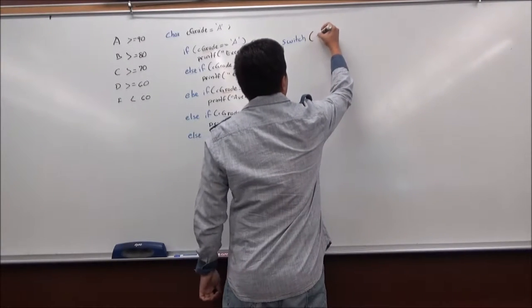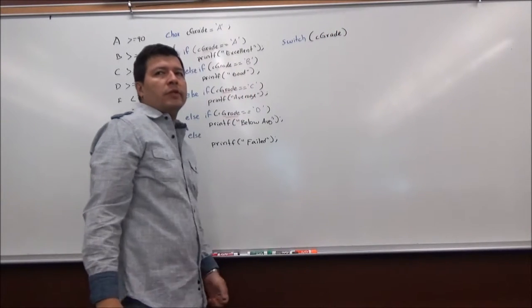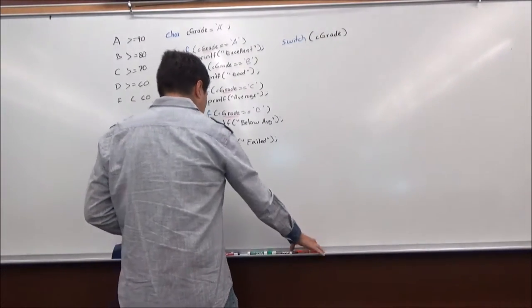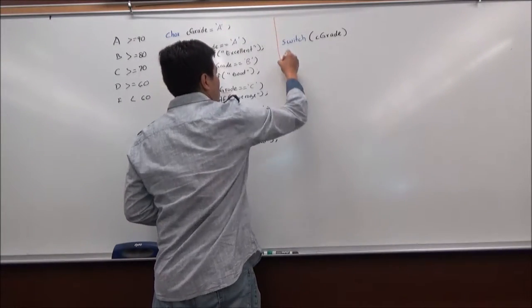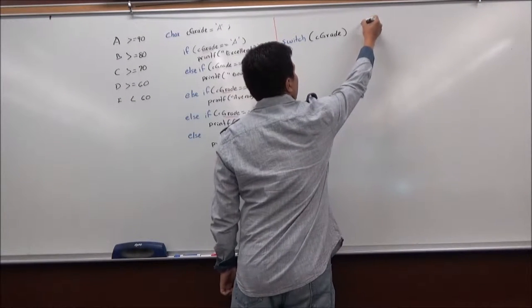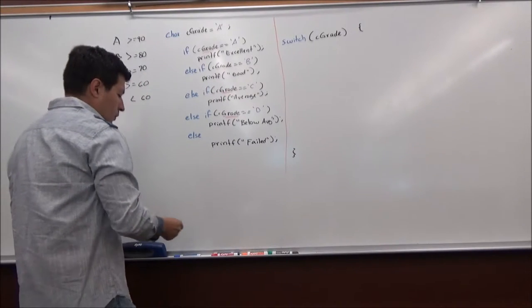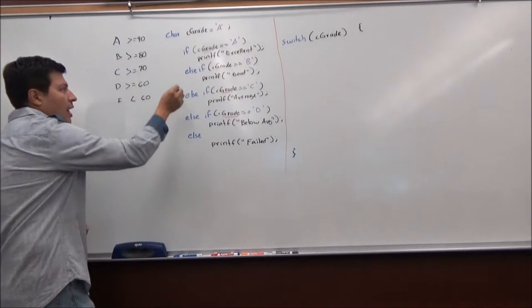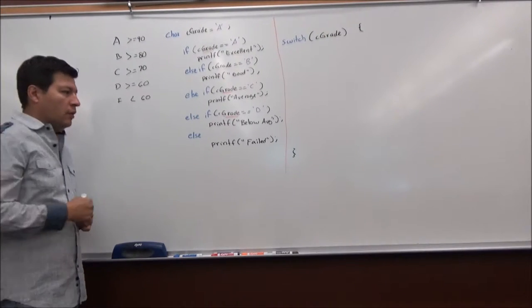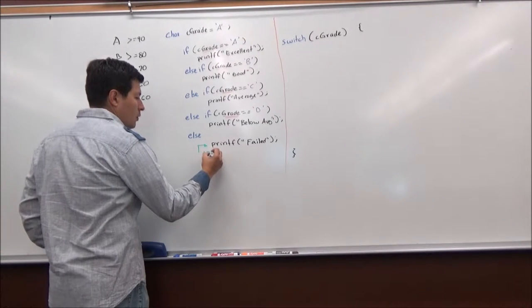And I'm going to test the grade. It's like another function. The switch statement has its own set of blocks. Curly brackets make a block. So the last else, what do we call it? Bless you. The trailing else. And what's another name? The default. The default, right?